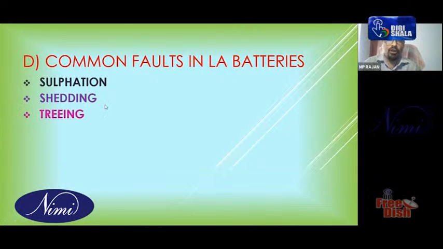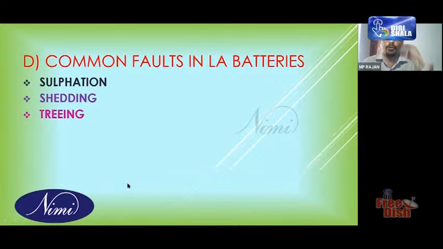Treeing. We have all seen the chemical changes taking place in the battery during discharging and charging. Lead peroxide is becoming lead sulfate. Again, lead sulfate is becoming lead peroxide. During this process, if there is a blockage in the electrolyte, the ion movement will not be uniform. So non-uniform depositing of material on the plate gives you an irregular shape of the plate.